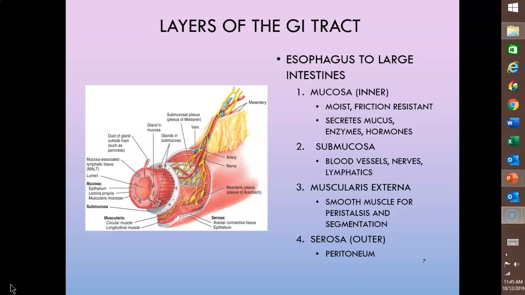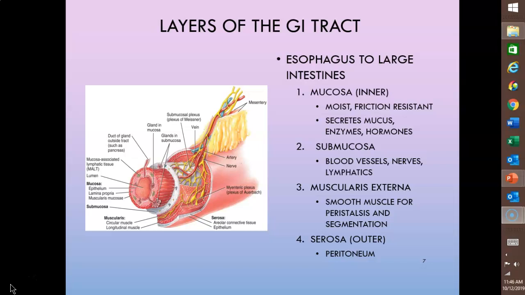So we'll start with the mucosa, which is the inner lining of the gastrointestinal tract, and it's a mucous membrane. It's made up of a layer of epithelial tissue that is in direct contact with the contents in the gastrointestinal tract. There's also a layer of connective tissue and a thin layer of smooth muscle. The epithelial tissue is simple columnar epithelium.